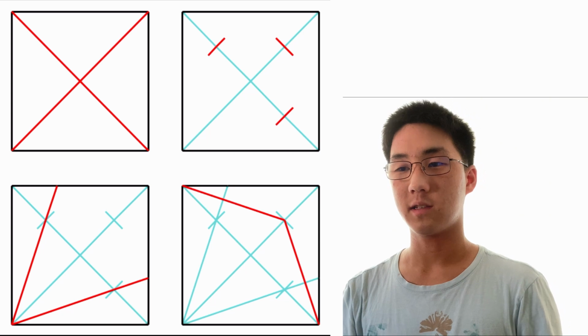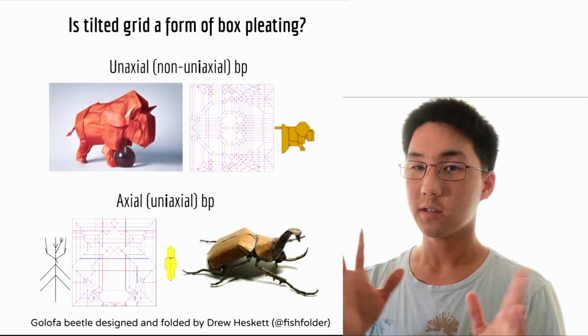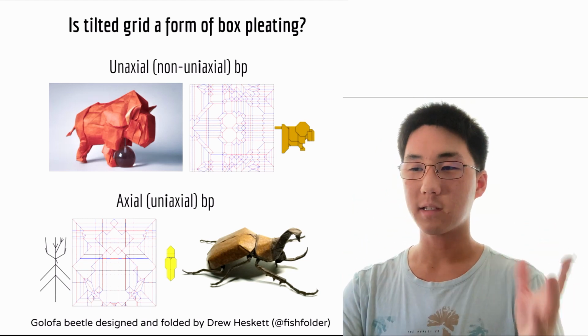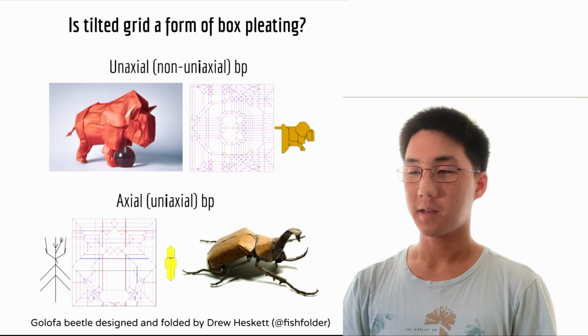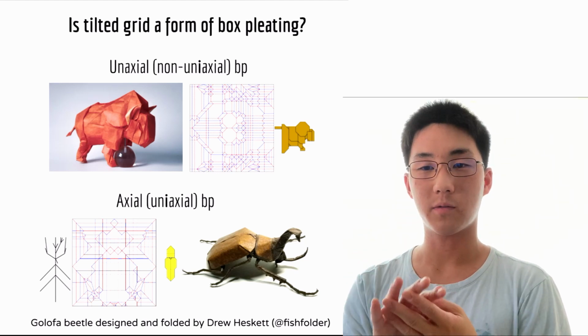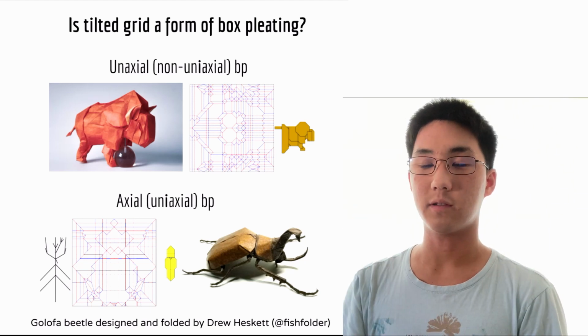Next question that I see all the time. Is tilted grid a form of box pleating? And the answer is quite complicated. So let's first talk about what box pleating is. What makes a crease pattern box pleating or not? Well, one basic definition is it's on a grid, and the majority of creases are either at 90 degrees from each other or 45 degrees from each other.